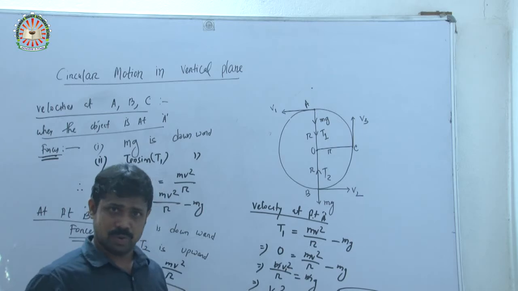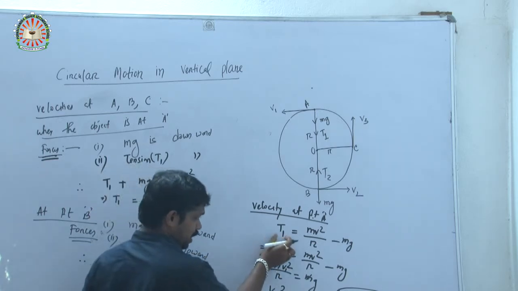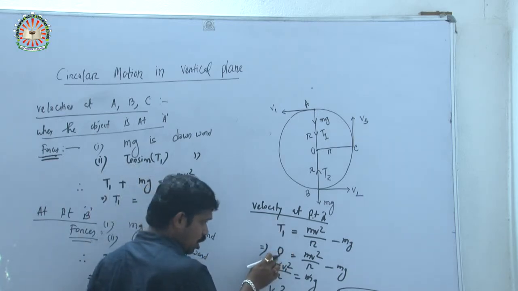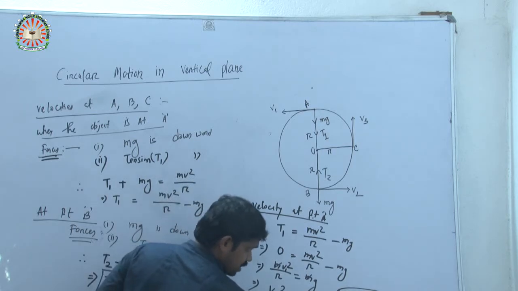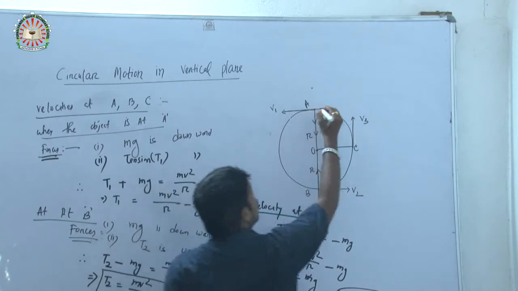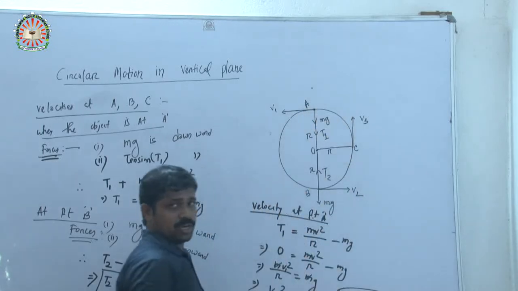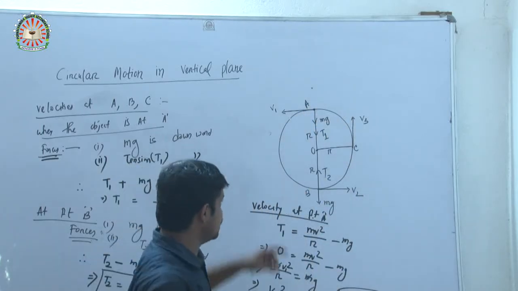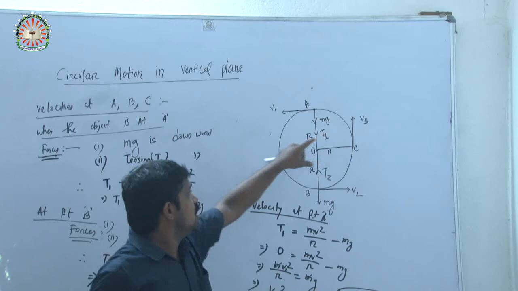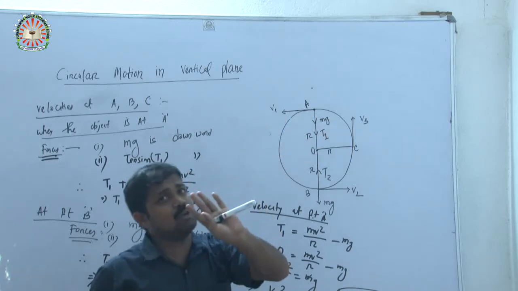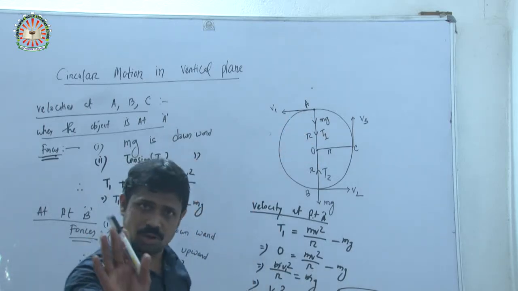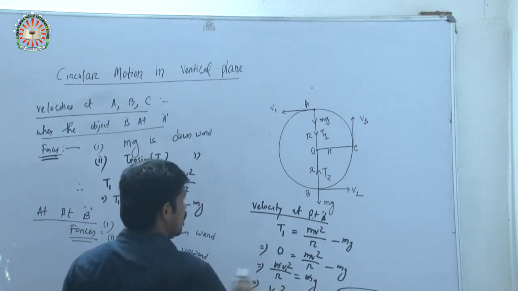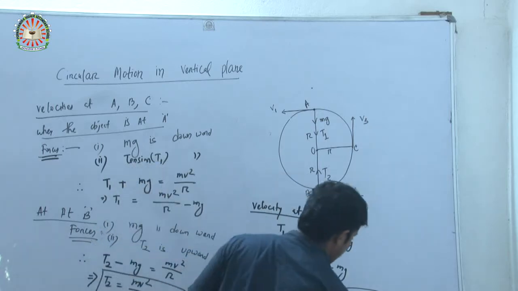Understood all of you? Again I will repeat: if I put the tension as 0, then you will get the minimum velocity v1 as root over rg. That means you have to maintain this minimum velocity at this topmost point, so that the string should not collapse, should not slack down, and should not fall down. Clear? So this is the velocity at point A.